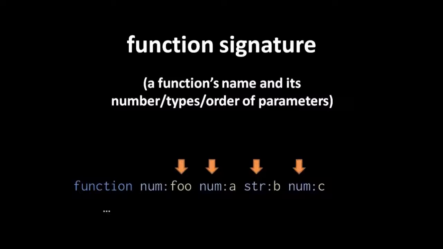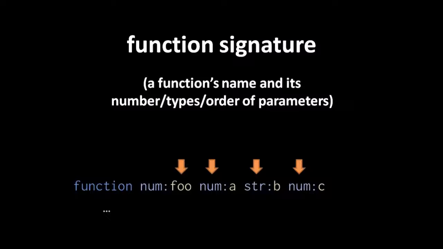Together, a function's name, number of parameters, parameter types, and the order of those parameter types are often called the function's signature, because together they uniquely identify the function when the compiler or interpreter matches function calls to functions. Obviously then, we can't have multiple functions with the same signature, because then the compiler or interpreter wouldn't be able to distinguish between calls to those functions.